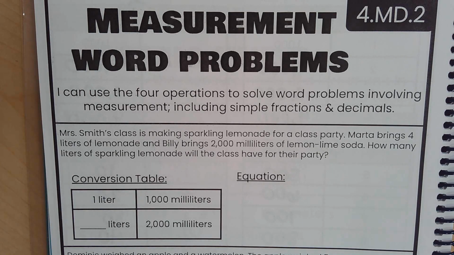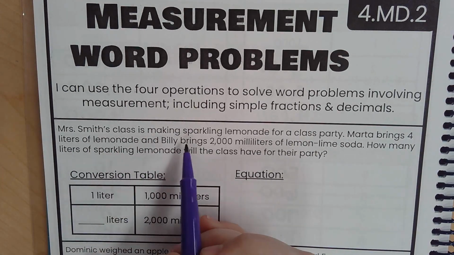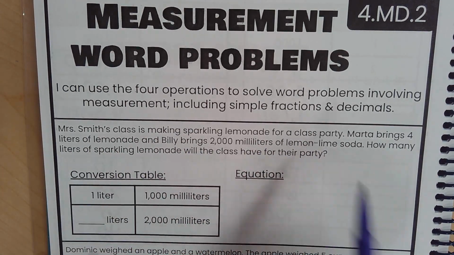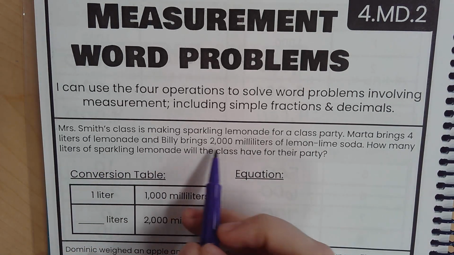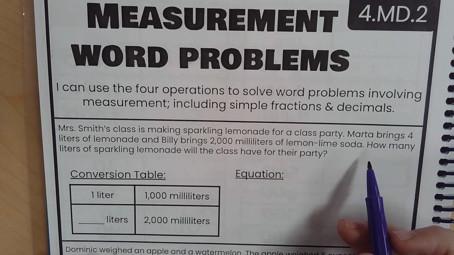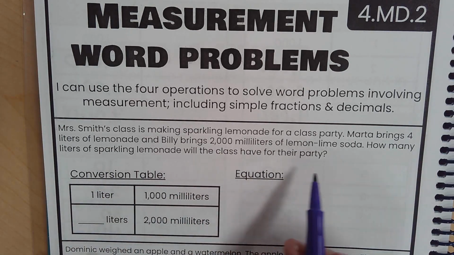Okay, so make sure whenever you do a word problem that you don't just immediately go straight to the numbers and assume that you're multiplying or dividing. You have to think about really what is the story asking you to do. So Mrs. Smith's class is making sparkling lemonade for a class party. Marta brings 4 liters of lemonade and Billy brings 2,000 milliliters of lemon lime soda. How many liters of sparkling lemonade will the class have for their party?